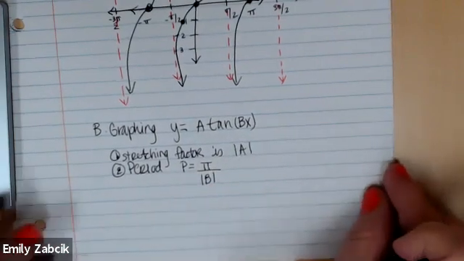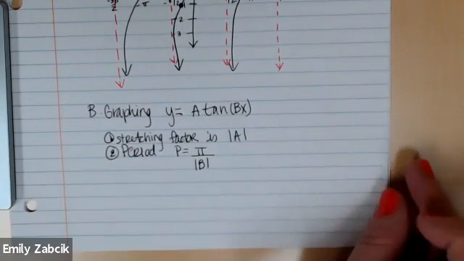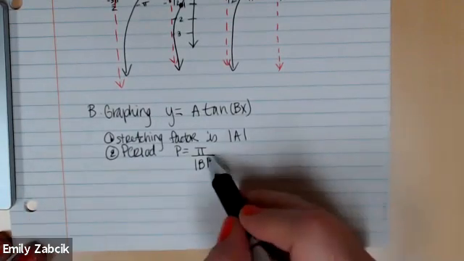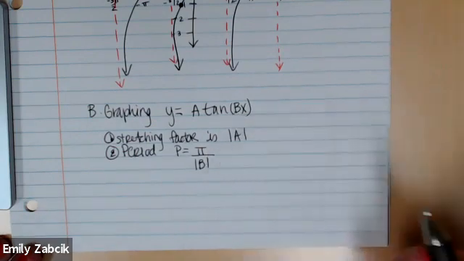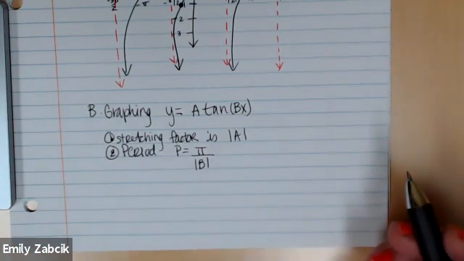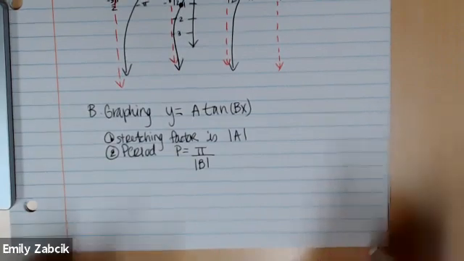So I'm going to take my normal period of pi that we saw in the tangent x function, and it's going to be divided by the absolute value of b that I get from here to figure out my new period. And so that's going to help us to maybe start by setting up our asymptotes.